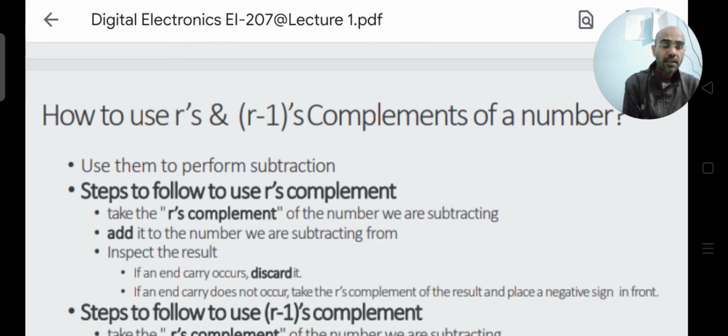Then after getting the r's complement of the number, we add it to the number from which the original number has to be subtracted. Then if we add them, there can be two possibilities. There can be the end carry or there cannot be the end carry. If the end carry is generated, then we discard it. If the end carry is not generated, then we take the r's complement of the result and place a negative sign in front of it. So this is how we get the complete answer, by using r's complement and by performing addition, not the subtraction operation.